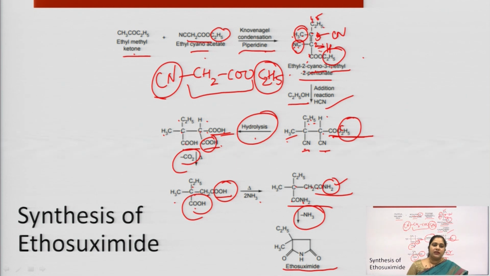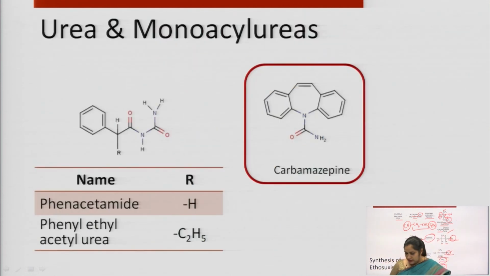Further, there is an immediate release of CO2, and hence only 2 COOH groups are left there. After that, with heating with ammonia, these carboxylic groups are converted into amides, and after the release of ammonia, there is again cyclization and this ring gets converted into ethosuximide. So, this is the synthesis of ethosuximide.